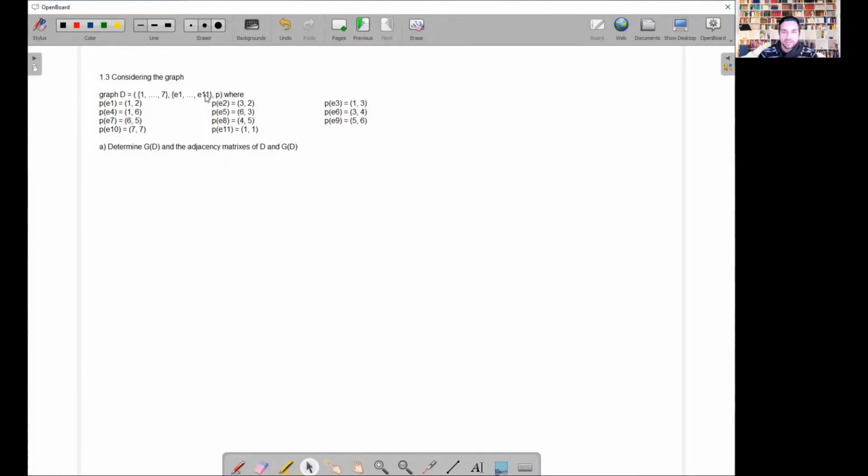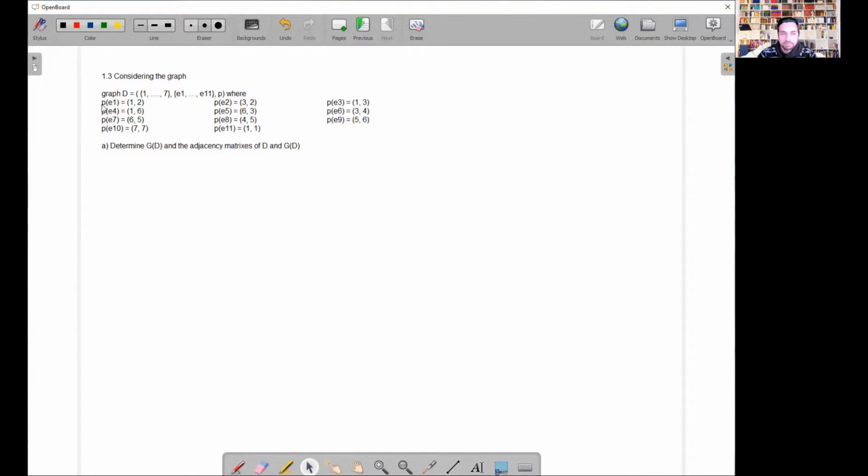Okay, so let's start the exercise. Considering this graph, and remember that a graph is determined by this set where we have 7 nodes, 11 links, and an application P. And then this application says which nodes are related to each other with the link, right?